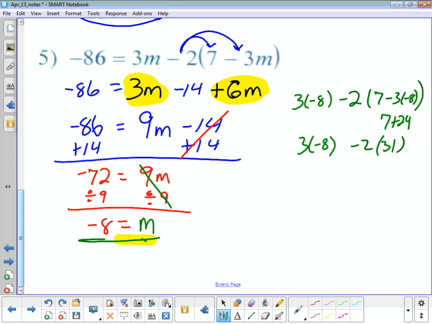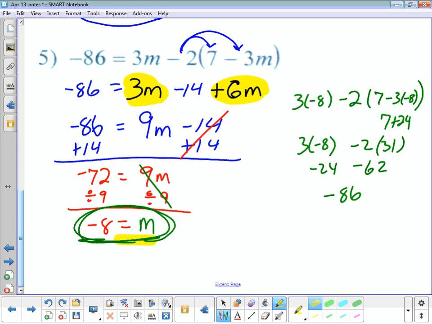Well, 3 times -8 is a -24. 2 times 31 is 62, but that's negative. And if both of these are negative numbers, if I add them together, I'm going to get a negative. 24 and 62 gives me an 86, which is what it was supposed to be, equal to -86. So m does equal a -8.